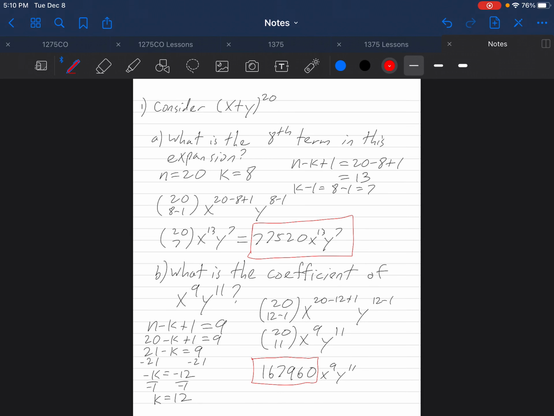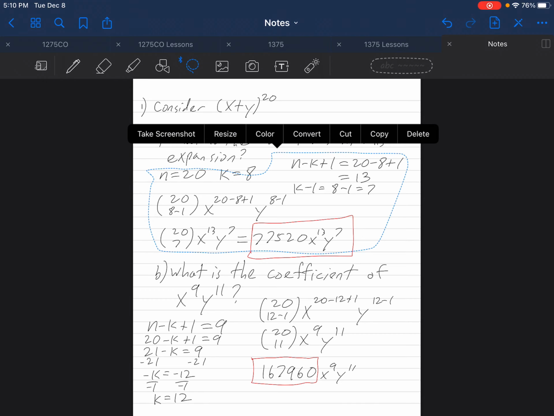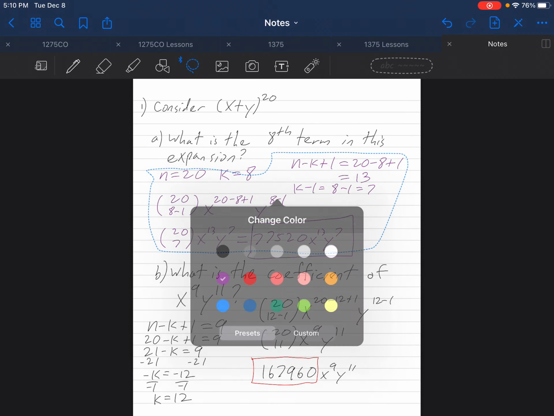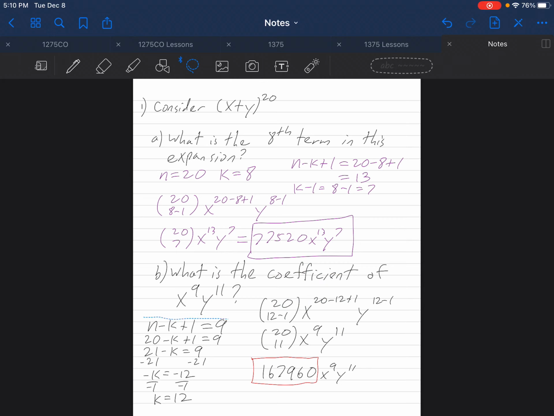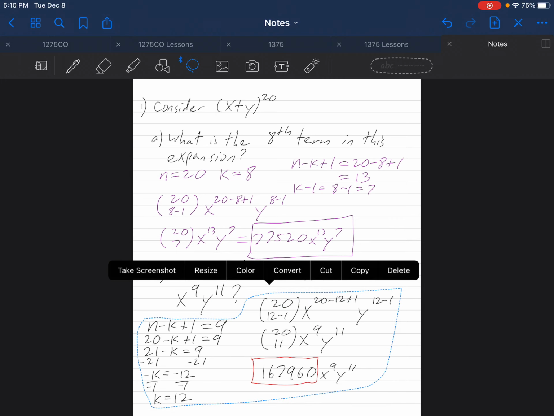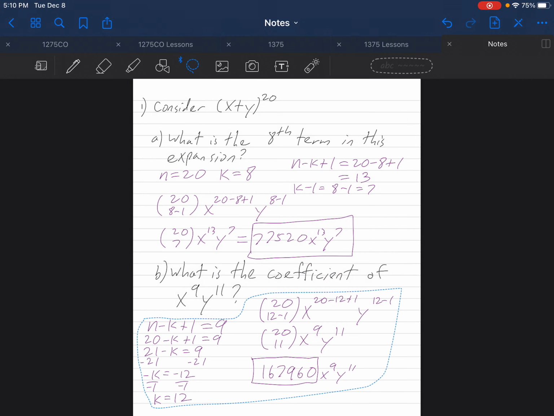I hope that you are able to follow what I'm trying to do here. One thing I want to do here, let's put this in a different color so that we can distinguish the beginning from the end, or the question from the solution. Right, so hopefully that's viewable for you.